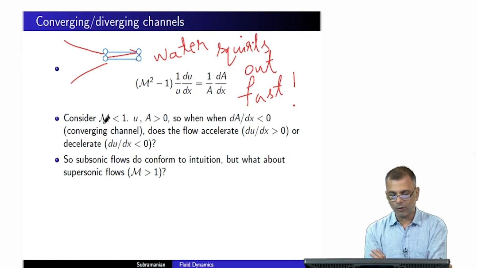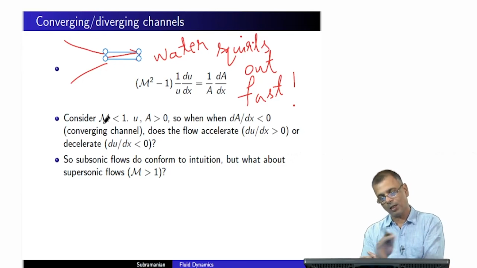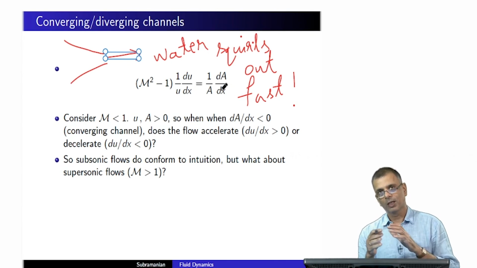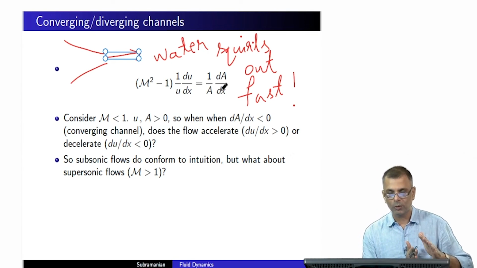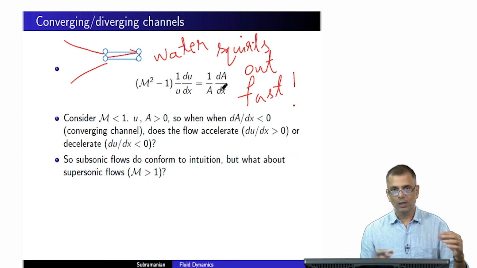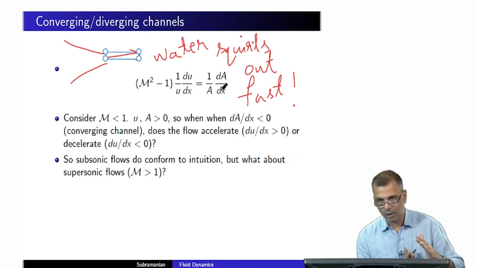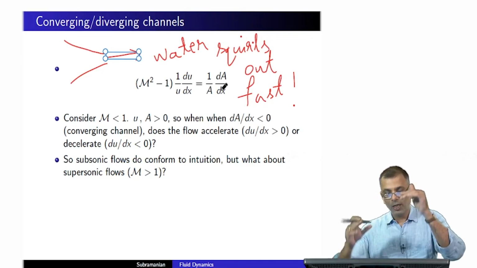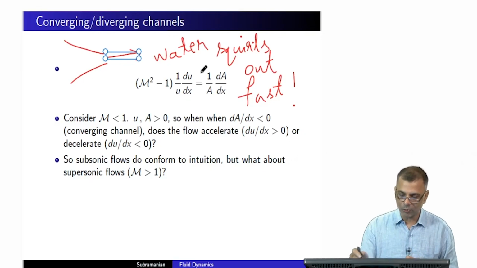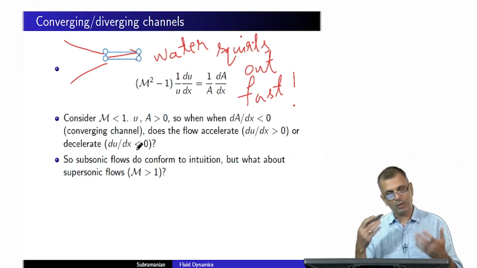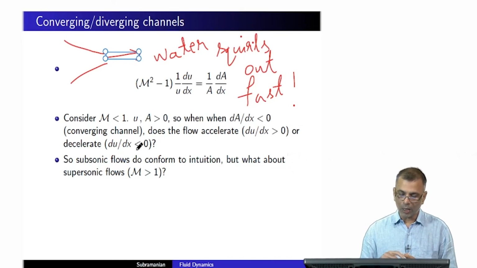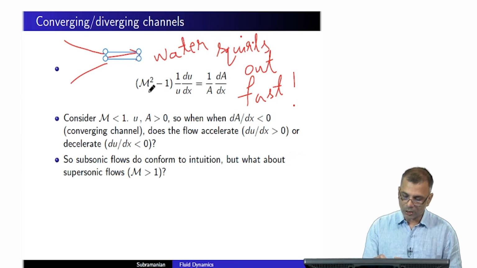So subsonic flows do conform to intuition, and the opposite can be said if dA/dx was larger than 0. If you consider a diverging channel, you have a fast flow, and as soon as it encounters a diverging channel, it slows down. The du/dx would be less than 0. So this is what your intuition tells you. But what about if Mach number is larger than 1?